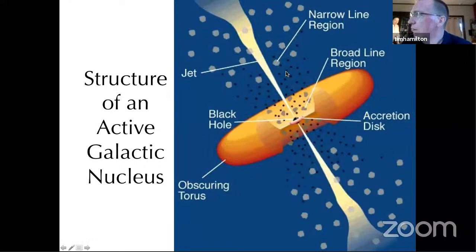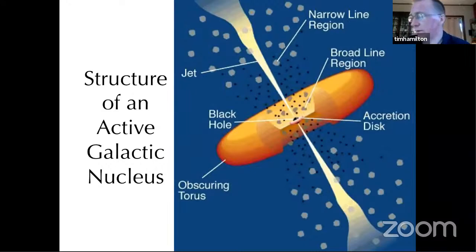Now, farther out, we still have them in gray. We have the narrow line clouds. These are farther away. They have the same processes going on in them, but they're farther away, so they're orbiting more slowly. And as a result, they are not Doppler shifted as much.